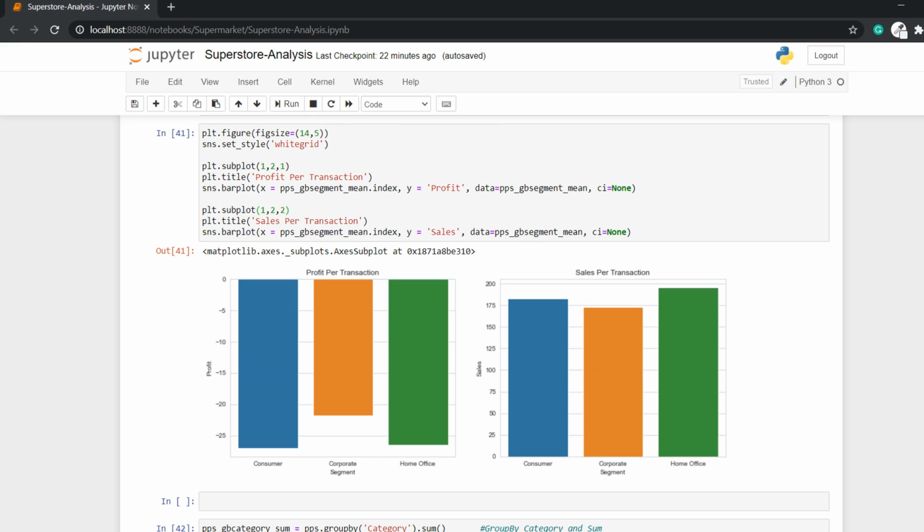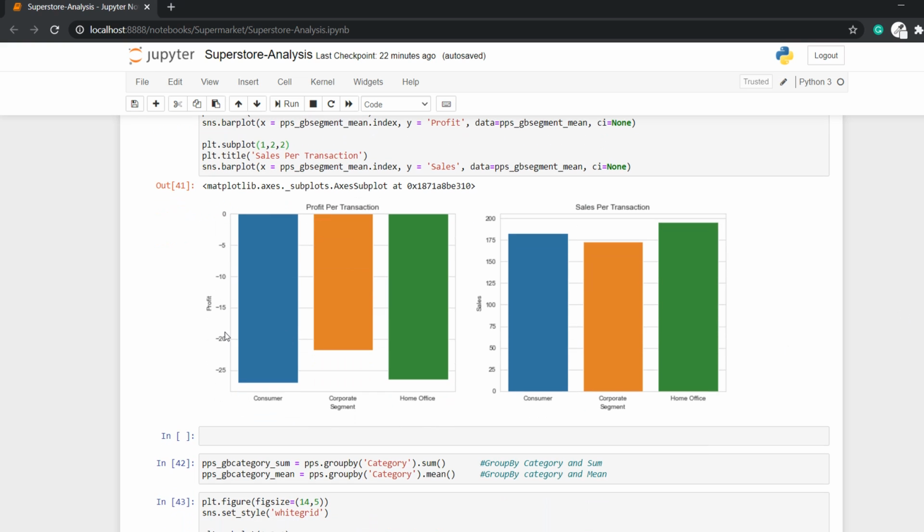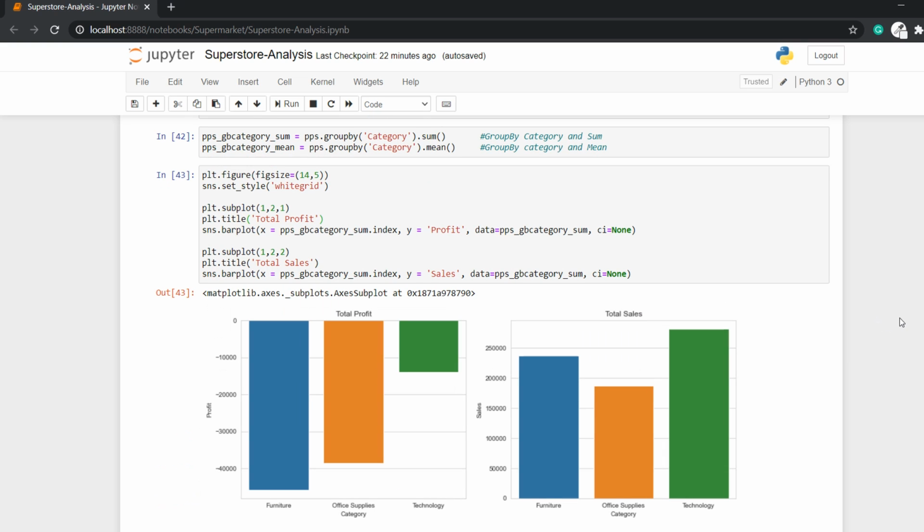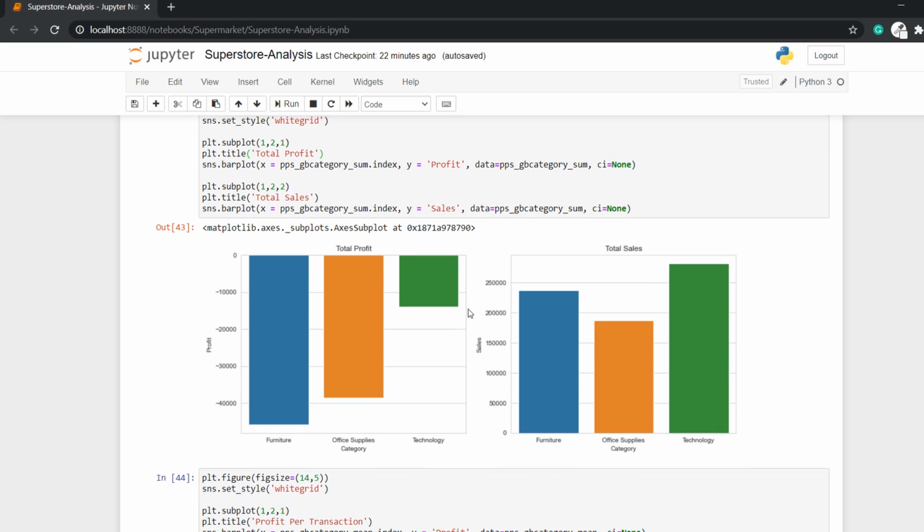If we look at profit per transaction and sales per transaction, they are not far from each other. All these states are equally performing poorly in both sections. Now we are grouping the data by the category column and calling the sum and mean of it. Here we can see the total profit, which is in negative. This is the loss graph.